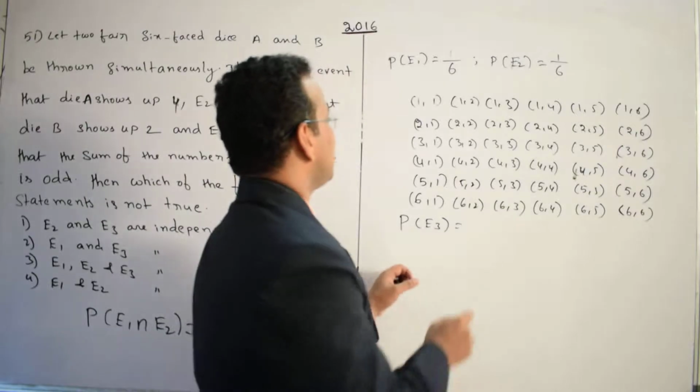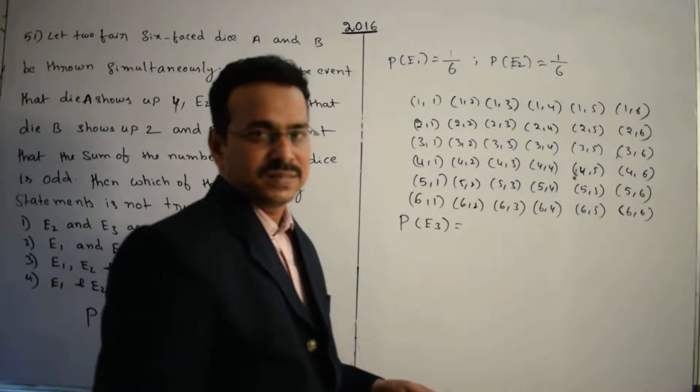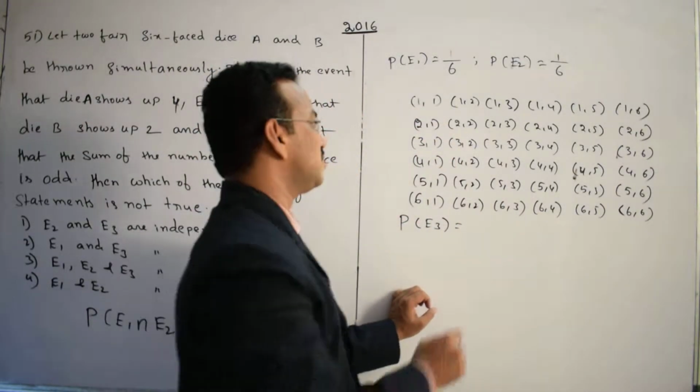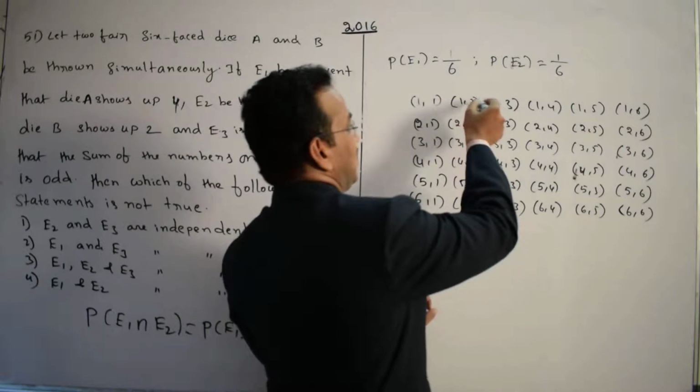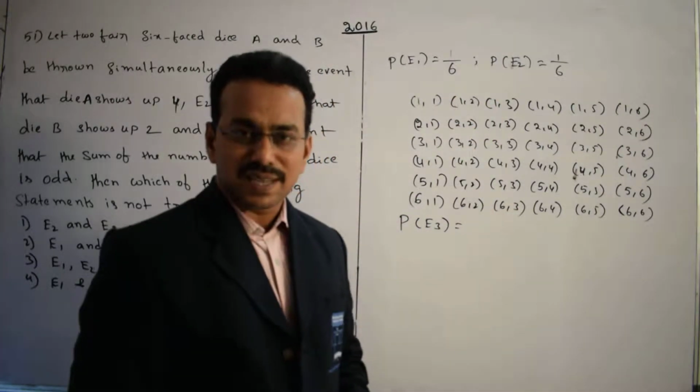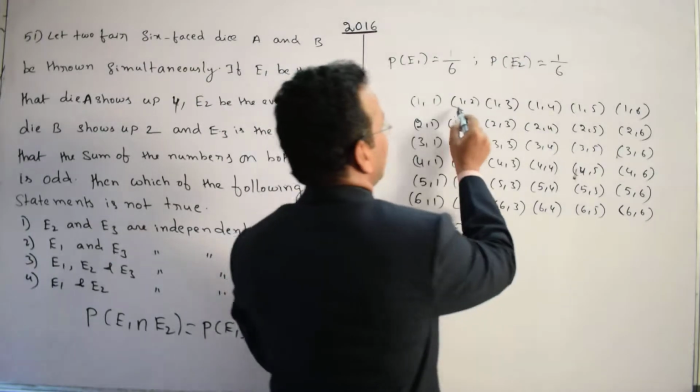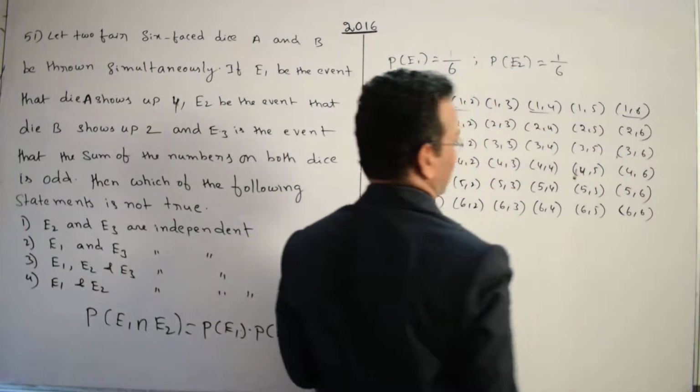So what are the possibilities? Suppose you take 1 comma 1, 1 plus 1 is 2, so this is not considerable. Next, if you take 1 comma 2, the sum is 3, odd. So this is 1 comma 2, 1 comma 4, 1 comma 6.